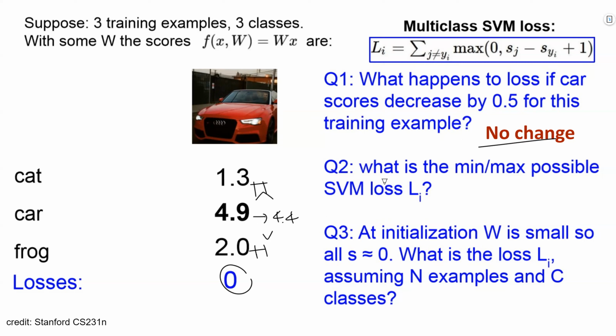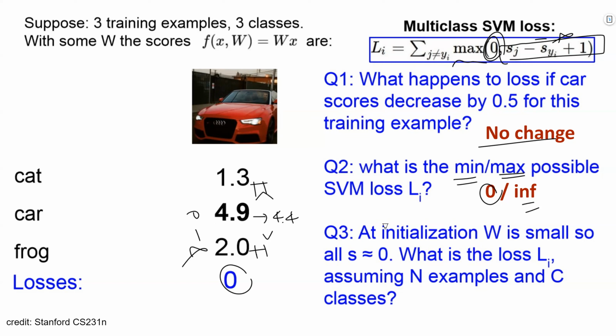And the second question is, what is the minimum and maximum possible SVM loss? The minimum value is 0, because here we have 0 here. Therefore, even though this value becomes minus infinity, the minimum value it could take is 0. And the maximum possible value is, of course, infinite. This could be 0 or something else, and the gap between these two scores could be infinite.